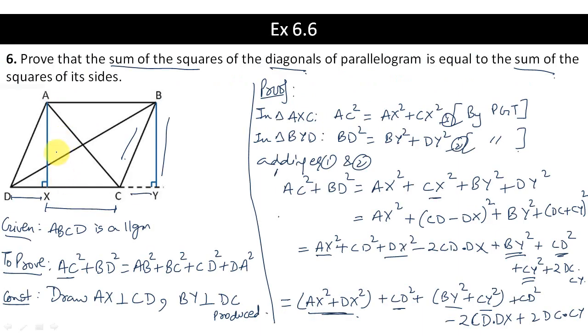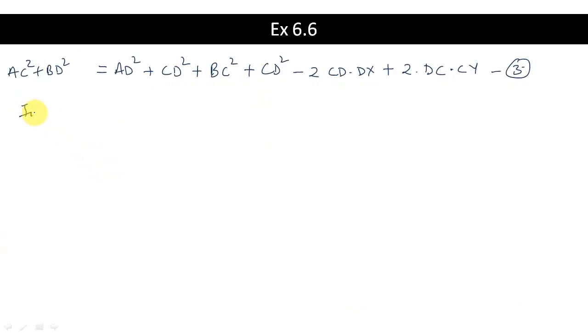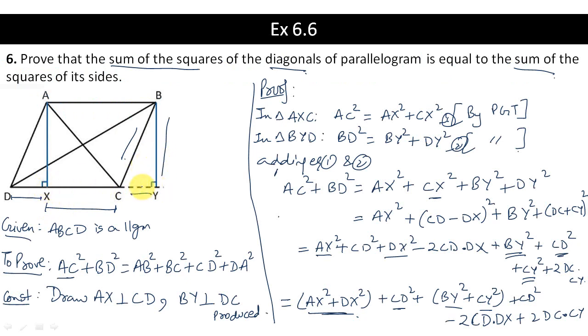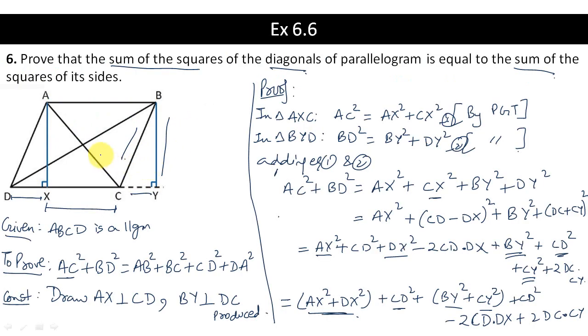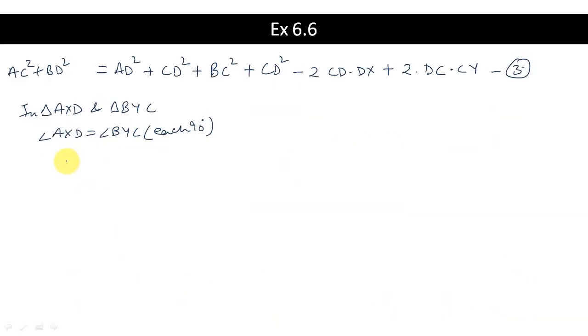Now we'll consider triangle AXD and BYC. In triangle AXD and triangle BYC, actually both the triangles are congruent. We have angle AXD is equal to angle BYC. Both of them are 90 degrees. So angle AXD is equal to angle BYC, each 90 degrees. AD will be equal to BC, AD is equal to BC, opposite sides of a parallelogram.